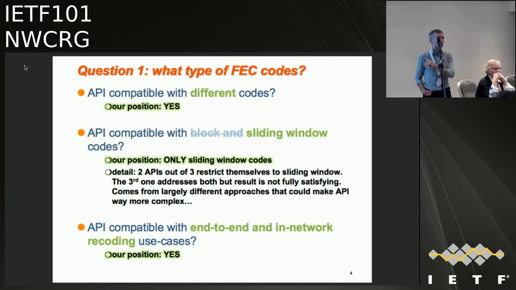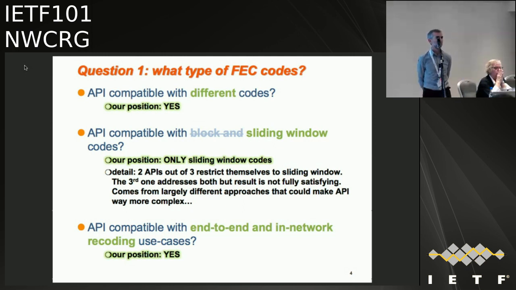If we look at what has been done in those 4 implementations, you will see that 3 of them focus only on sliding window codes. There is only 1 of them that encompasses both block codes and sliding window codes. And we discussed, and for the moment we came to the conclusion that we should focus on sliding window codes only. So this API should be an API for sliding window codes. If you disagree, then please come and explain to us why you have a concern, because that's an important decision we need to take now before going further into details.